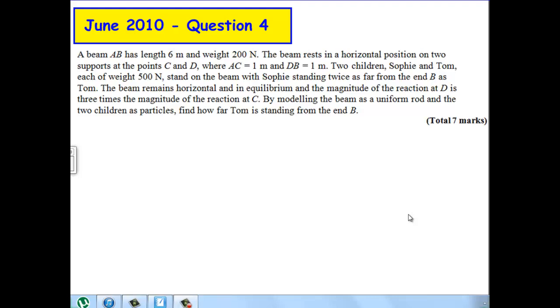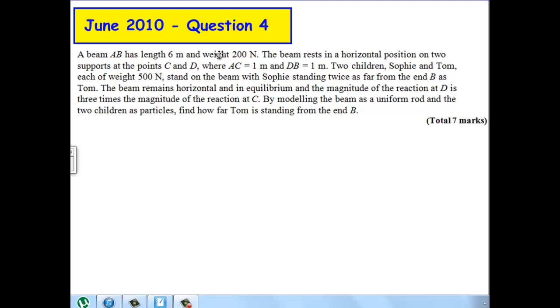Hello there, and today I'm going to be going through a moments past exam question. Now this question can be found on the Edexcel June 2010 paper, and it's question 4. The first thing I noticed about this question was that there's a lot of information, but unlike a lot of moments questions, there's no diagram.